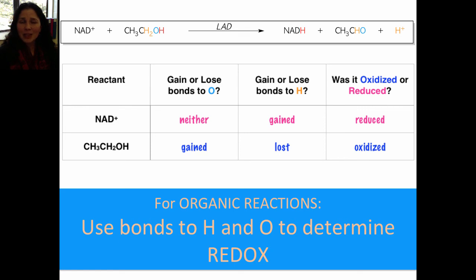Sometimes you'll see a reaction that involves both an ionic compound and organic molecules, and you're going to use both rules in that case. There should be plenty of practice for you in the textbook and in the check for understanding. Make sure you check your key to make sure you're correct after you've practiced those problems.